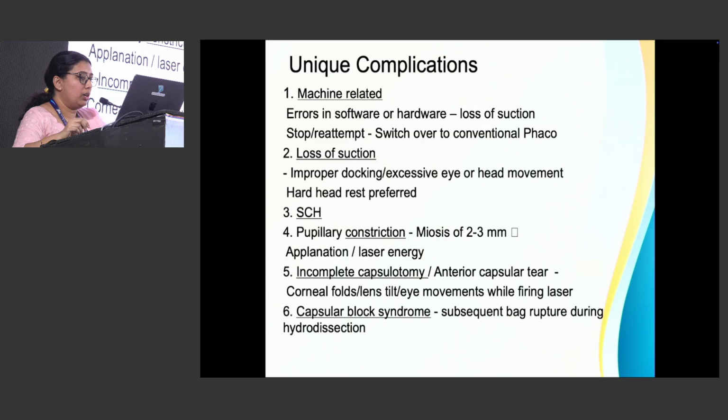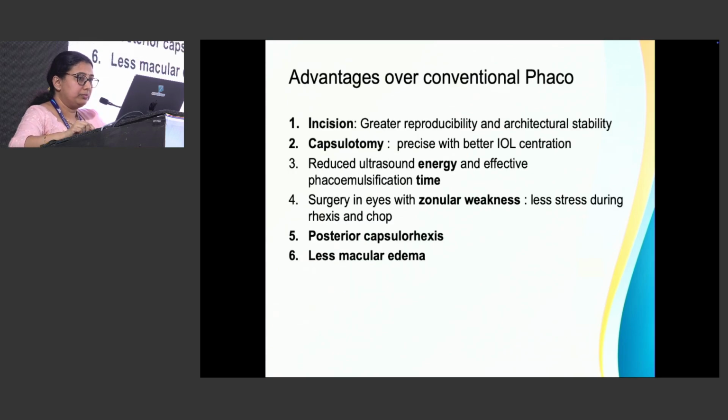Subconjunctival hemorrhage can occur, pupillary constriction can occur, incomplete capsulorhexis might cause a capsular tear, and the capsular block syndrome causing a rupture of the PC.